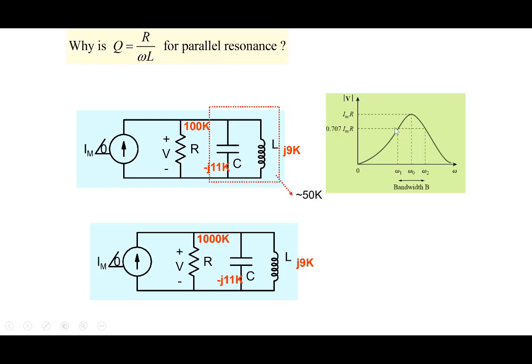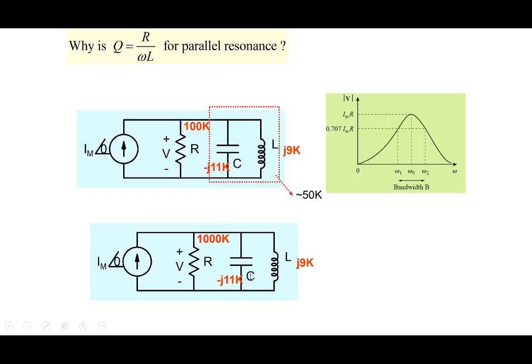So you look at what happens a little bit below resonance here, where the impedance due to the inductor is a little bit lower than the impedance due to the capacitor. So let's say this is J9K and minus J11K here, and this is R here, right? So basically the reactance that you see here is 10K and this resistor is 100K.